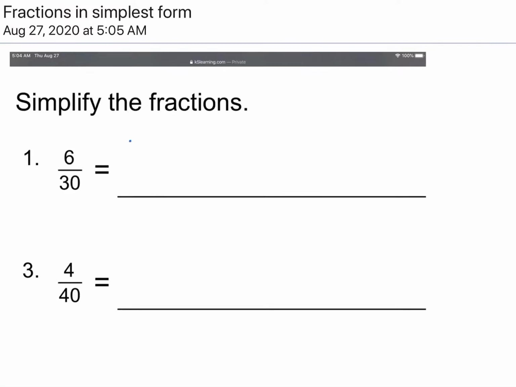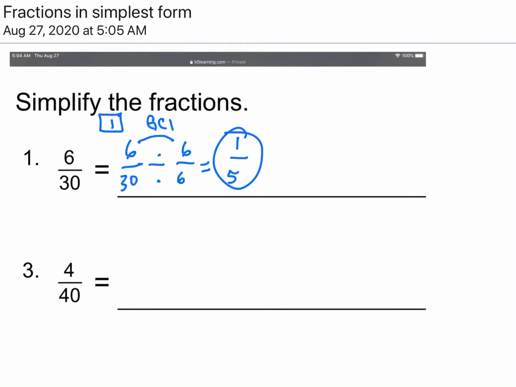So if I'm going to do that, 6 over 30, the most basic one that a lot of us will do will say, I know that 6 and 30 has a GCF of 6, so I'll divide both of them by 6. So if you do that, 6 divided by 6 is 1. 30 divided by 6 is 5. That's the first one. That's using the GCF. Okay, so I'm going to leave that there, and then now I will erase that.